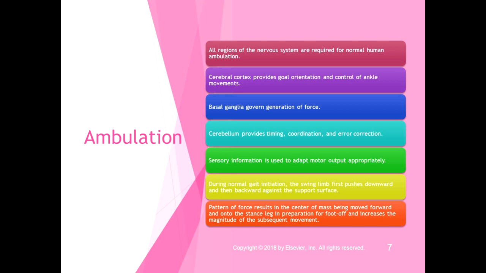During normal gait initiation, the swing limb first pushes downward and then backward against the support surface. The pattern of force results in the center of mass being moved forward and onto the stance leg in preparation for foot off, and increases the magnitude of the subsequent movement.